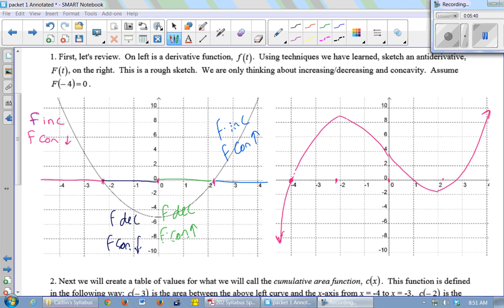So there's my antiderivative. Does that picture make sense to you? Should that be the shape of an antiderivative of something that looks like that on the left? Yeah, because this thing on the left looks like a quadratic, right? Its antiderivative should look like a cubic, right? Because the power rule would increase the power by 1. So this looks like a cubic, so we can feel pretty good that we did this right.